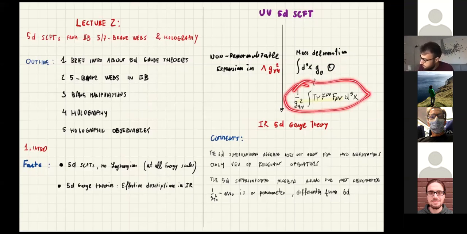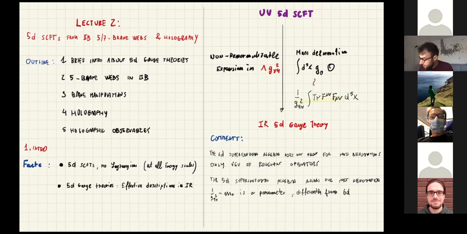This presentation of the deformation is only valid at low energy. But at high energy, it might look something like this, with an operator of the CFT. Moreover, the low energy description is a non-renormalizable theory because the coupling and the perturbative expansion come with this parameter. So let me give you some comments.